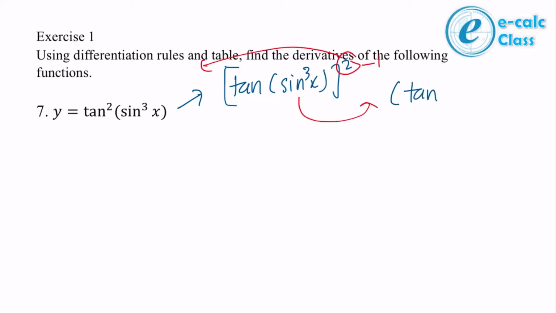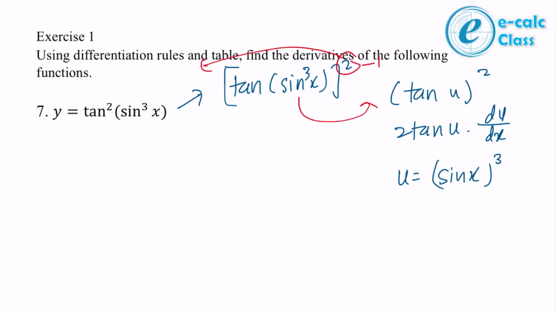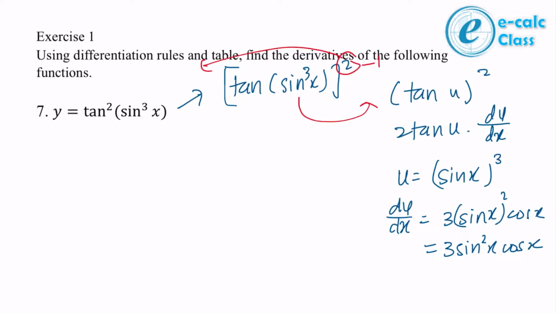Okay, so tangent u squared, bring down the power, minus 1. So now it's just tangent of u. Then multiply with the derivative du/dx. And who's your u? Your u is sine x cube, right? Actually, I skipped 2 layers. All right, du/dx will just be 3 sine square x, differentiate sine, you get a cos x. So it is 3 sine square x cos x. Then you just go ahead and multiply all of them together.